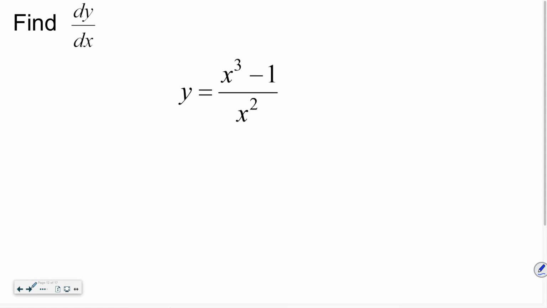Does anybody have thoughts on this example? What'd you say? Power rule all day. Okay, so Eli is saying we could rewrite this one. Eli, what would we rewrite it to? X cubed minus 1 plus x to the negative second.